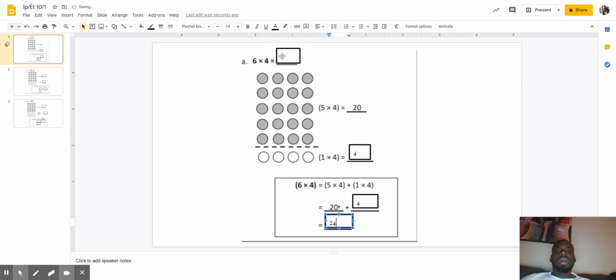Our answer is 24. So we're going to go back up top. 6 times 4. We already broke it down, and we know it is 24. That just helps us break it down. If we have big numbers, friends, and we have different arrays, one part is shaded and one part is unshaded. So 6 times 4 equals 5 times 4 plus 1 times 4, and both of them equal 24. The product is the same.